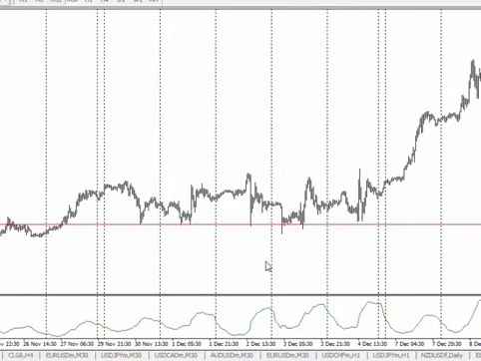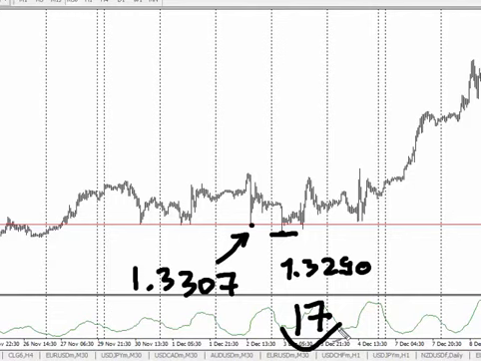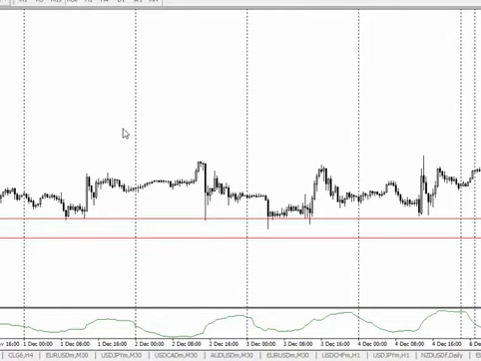Now let's look how this situation was looking like in real time. If we enter at 1.3307, we have the low of this shakeout equal to 1.3290. So it's around 17 pips. So in this particular case, stop loss is going to be located in quite a secure place.